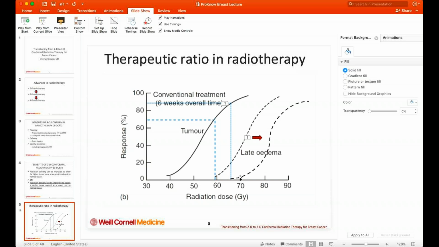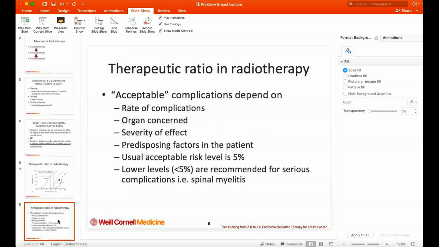Okay, yes. So that at a given dose, you have a low risk of normal tissue toxicity while maintaining a high probability of tumor control. So your complications in radiation therapy, what people define as acceptable, depends on a number of things. What's the rate of complications? Usually the acceptable risk level is 5%.